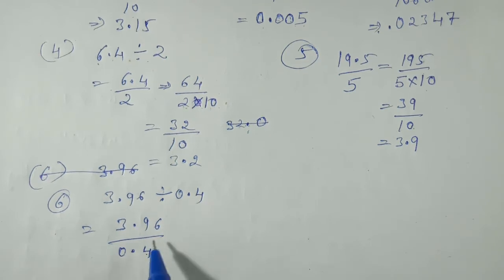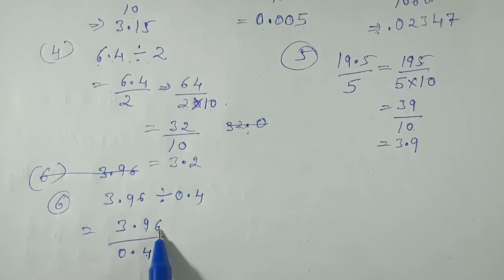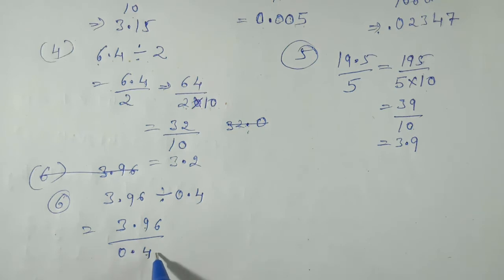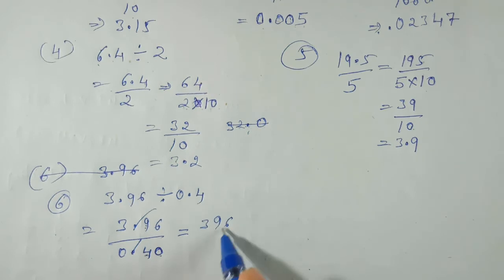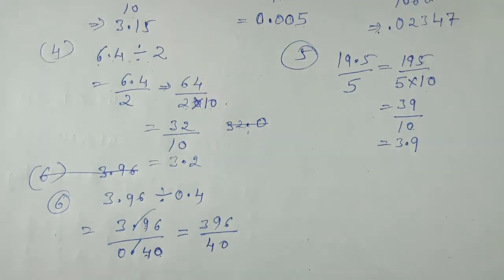So what we're going to do, we have to check the digit after the decimal. Here the digits after the decimal are how many? 2. But at the denominator how many digits are there? Only 1 is there. So let us make them equal. So we can write 0 over here. Now the number of digits is the same, so cancel decimal by decimal. This will give 396 divided by 40.